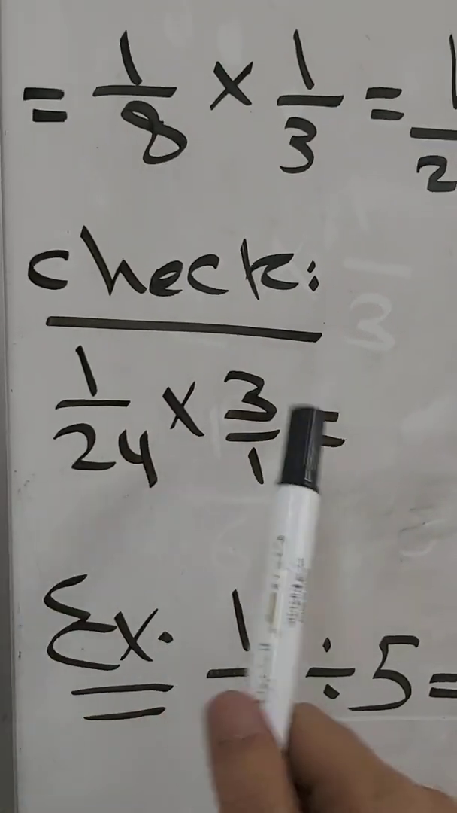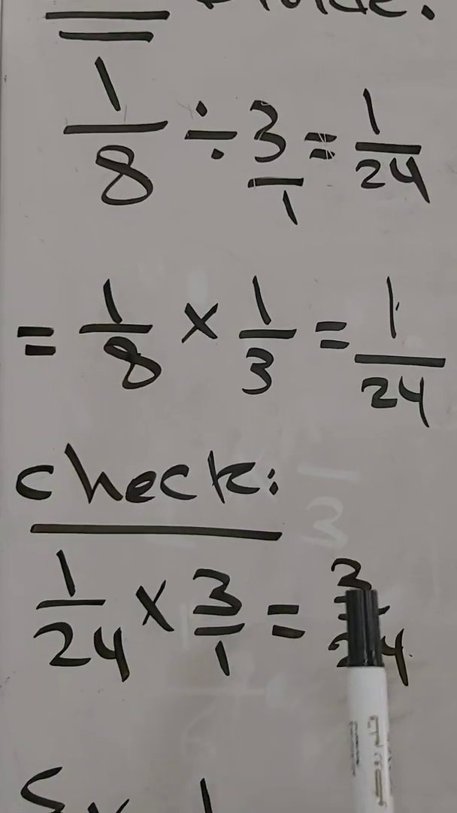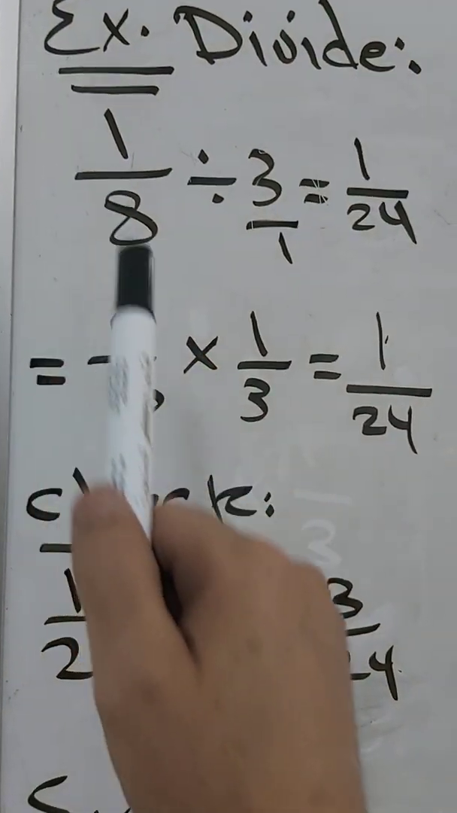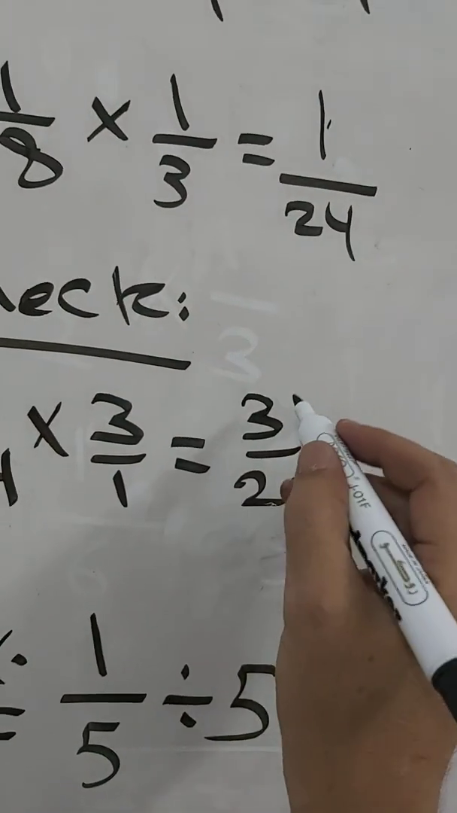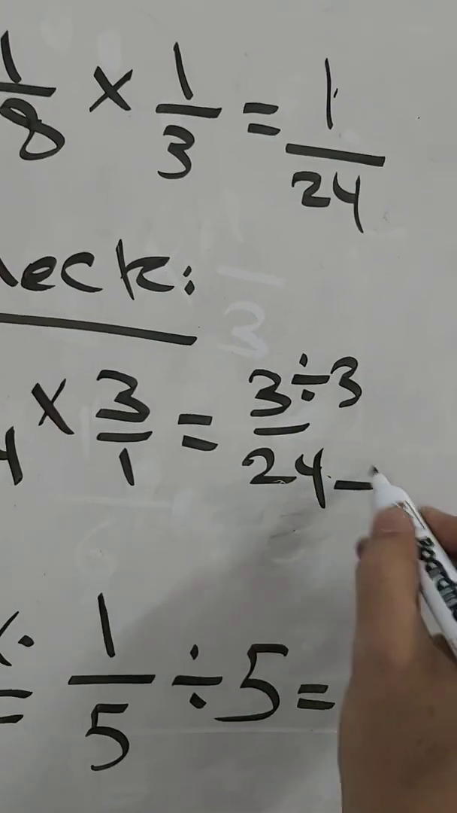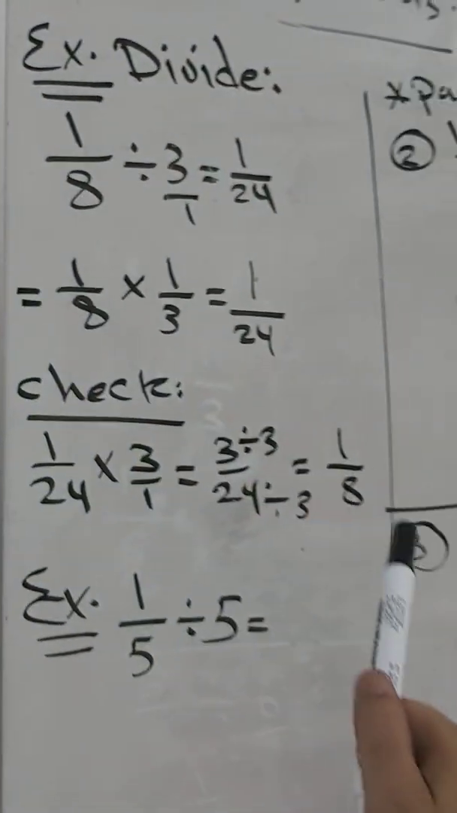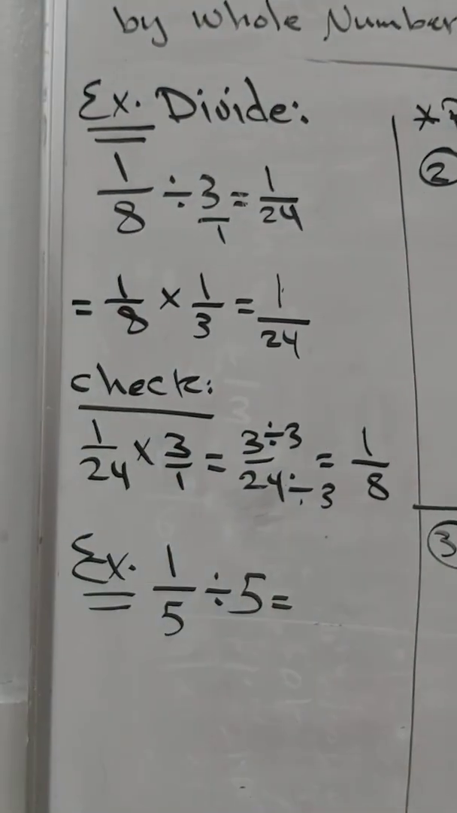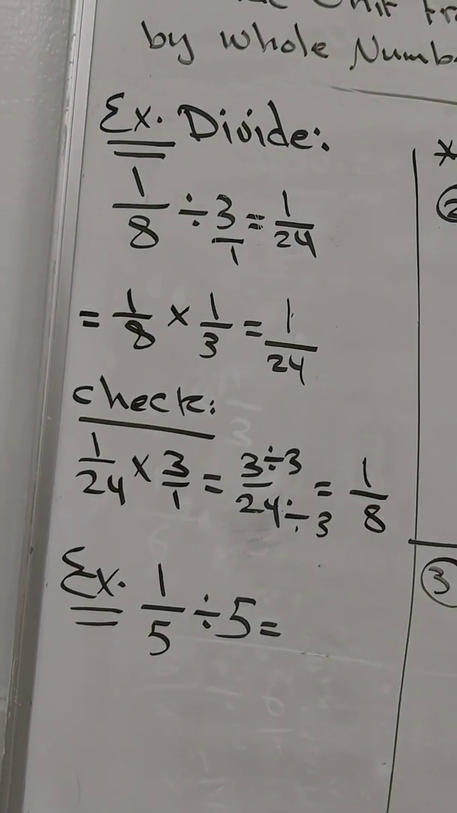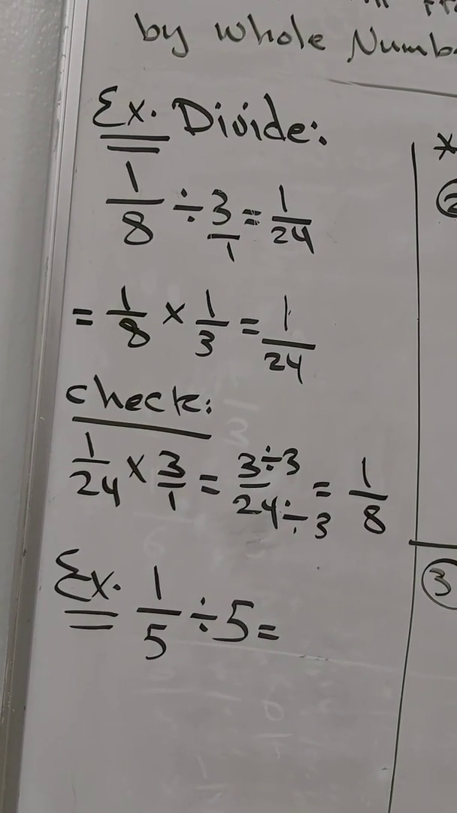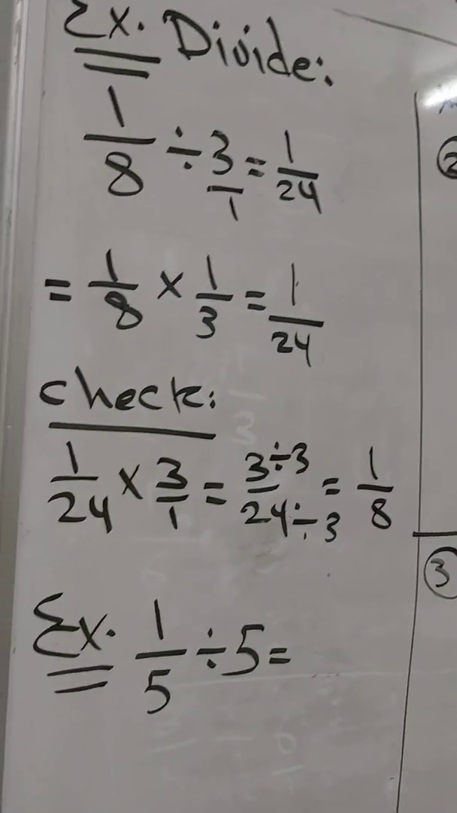here 3 over 24. Now 3 over 24, at first look, is not the same as 1 over 8, but you need to make it simplest form here. By dividing by 3, the GCF, this will be now 1 over 8, the same as the dividend. So if you multiply the quotient by the divisor, the answer should be the dividend, then everything is correct.